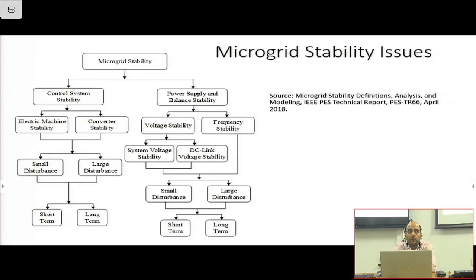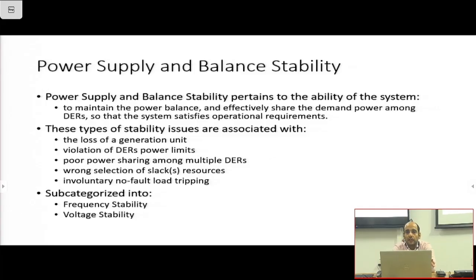So when we talk about microgrid stability, as I told, it can be divided into either control system stability or power system, power supply and balance stability. So let's see these one by one now. The first is the power supply and balance stability. The power supply and balance stability is basically related to the maintenance of power balance, effective sharing of power among multiple sources. So basically the whole active and reactive power management is important here.